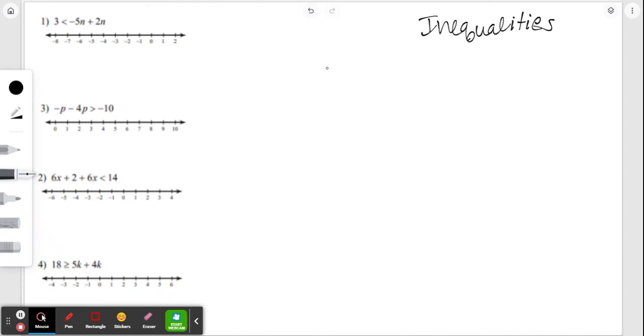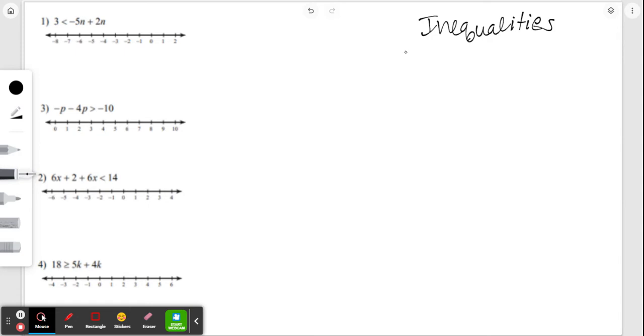Hello, hello. Today I am talking about your recap for inequalities. We're going to solve these four over here using some questions for you that you can answer and pause. But I want to start with basic information that we learned about inequalities.